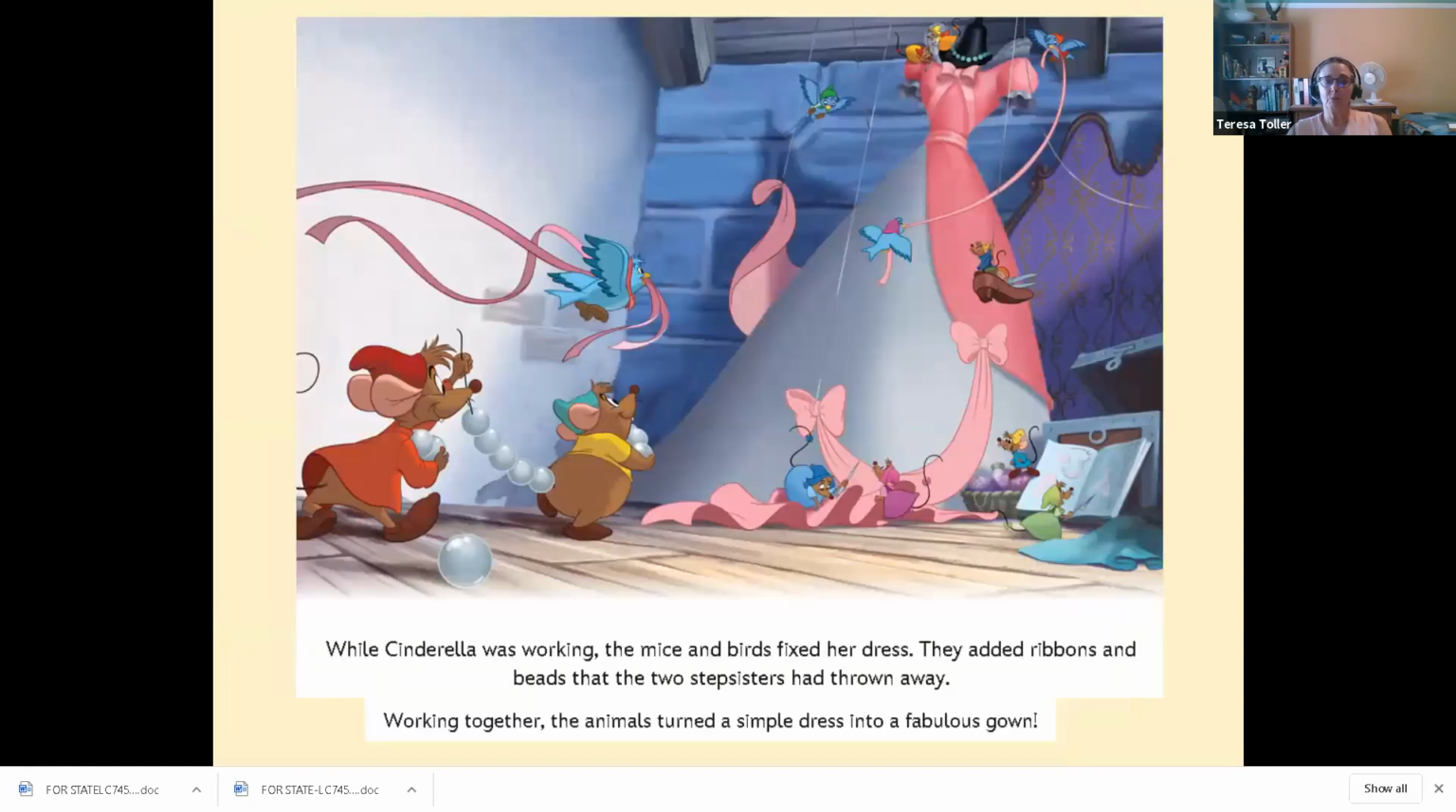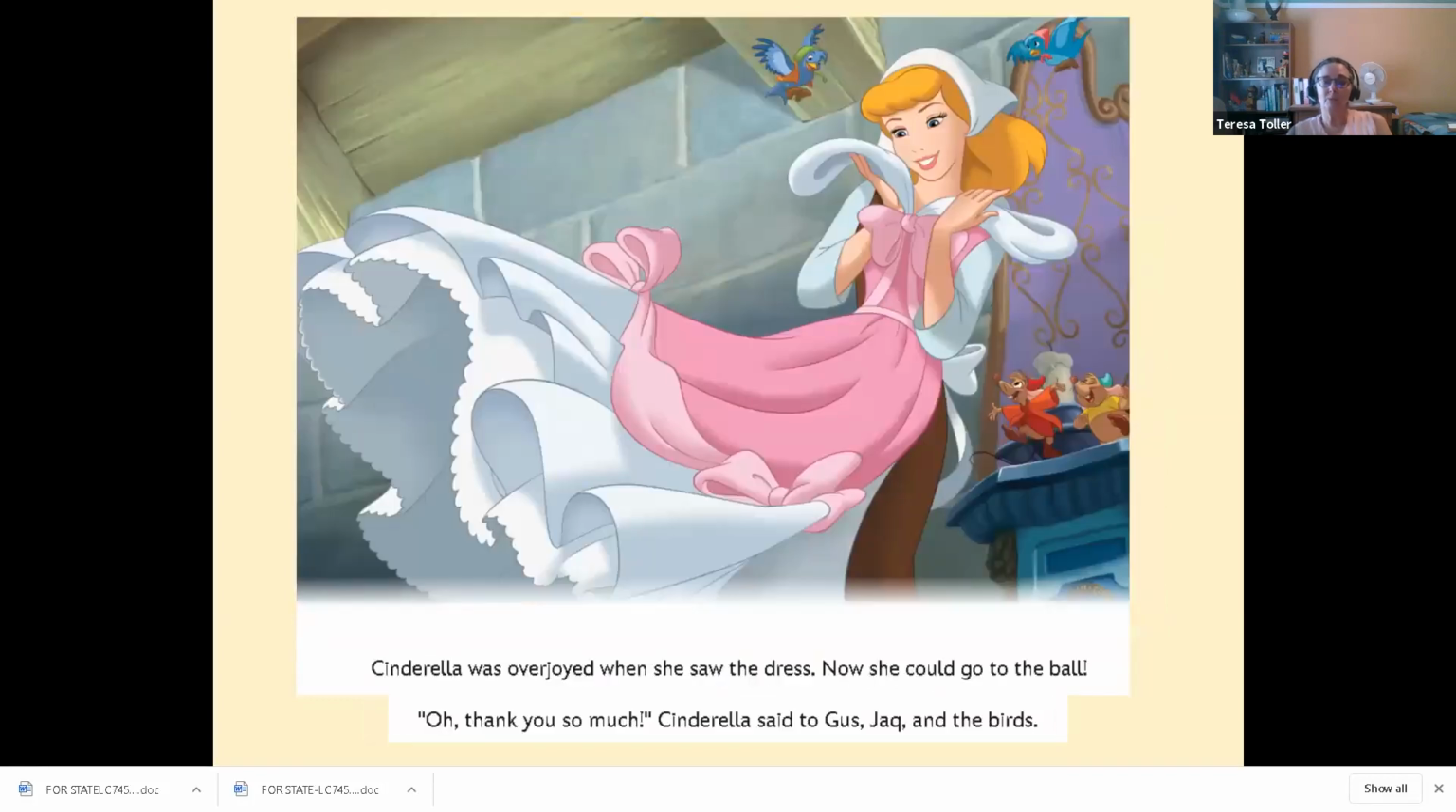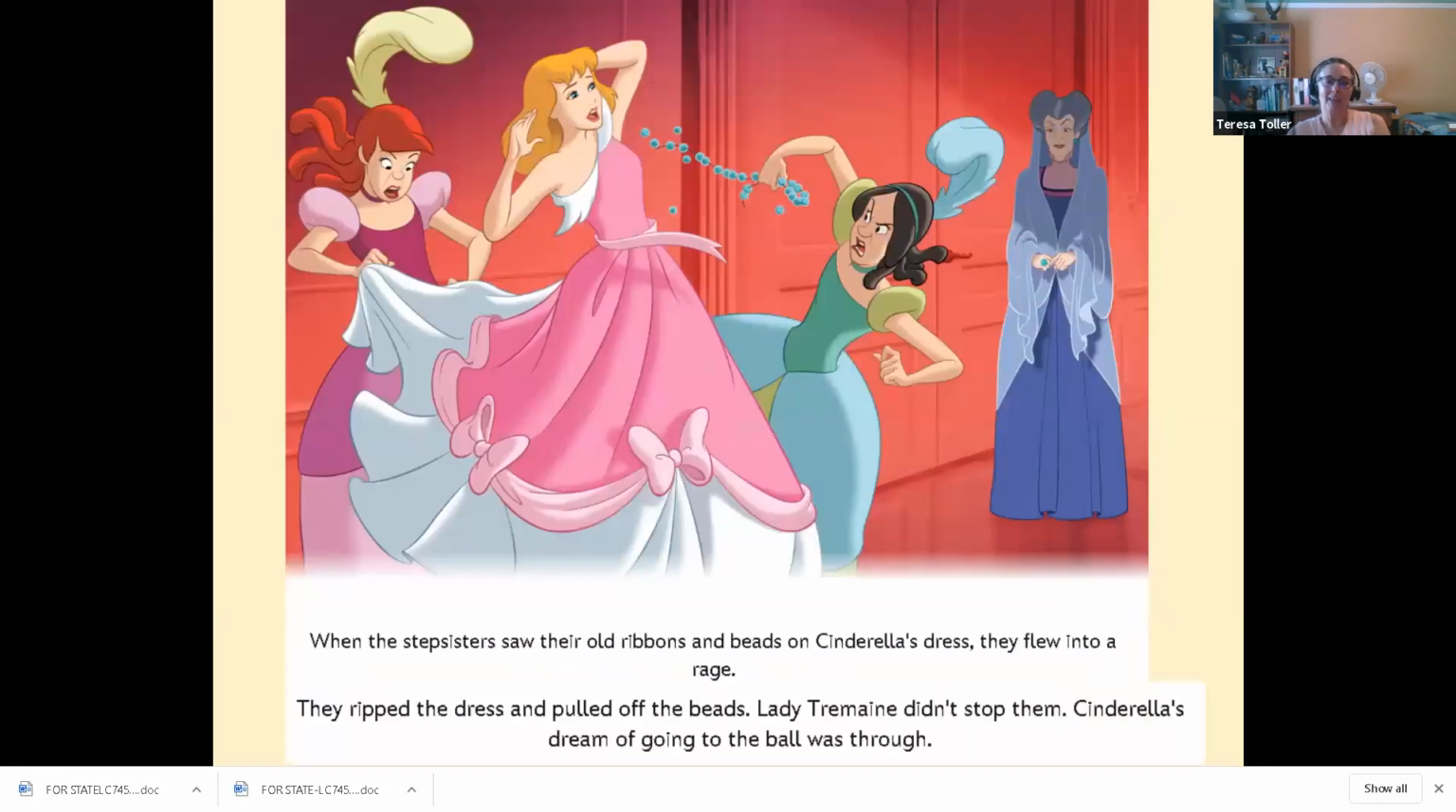Lady Tremaine kept Cinderella busy with chores that would take her all night to finish. While Cinderella was working, the mice and the birds fixed her dress. They added ribbons and beads that the two stepsisters had thrown away. Working together, the animals turned a simple dress into a fabulous gown. Cinderella was overjoyed when she saw the dress. Now she could go to the ball. "Oh, thank you so much," Cinderella said to Gus, Jacques, and the birds. You can see that we're building up to the climax.